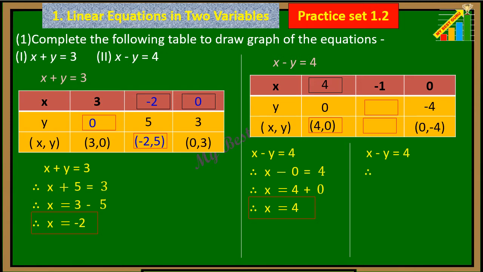Now next part is x minus y is equal to 4. So put the value of x as minus 1. So minus 1 minus y is equal to 4. So next, y is equal to minus 4 minus 1. So minus 4 minus 1 will be minus 5. So you got the value of y is minus 5. So the coordinates are minus 1 comma minus 5.